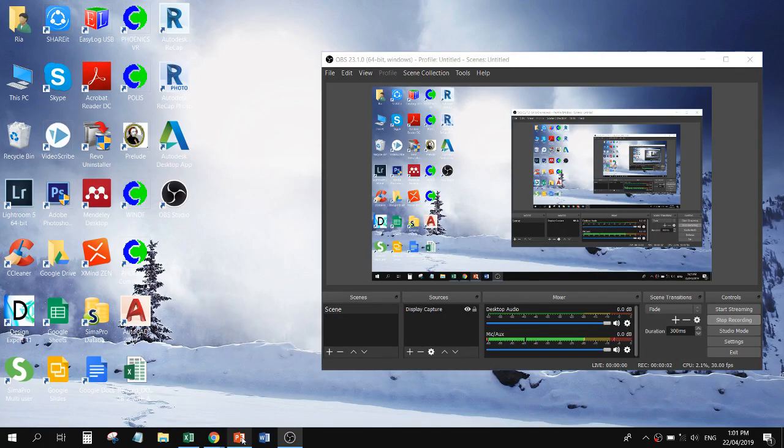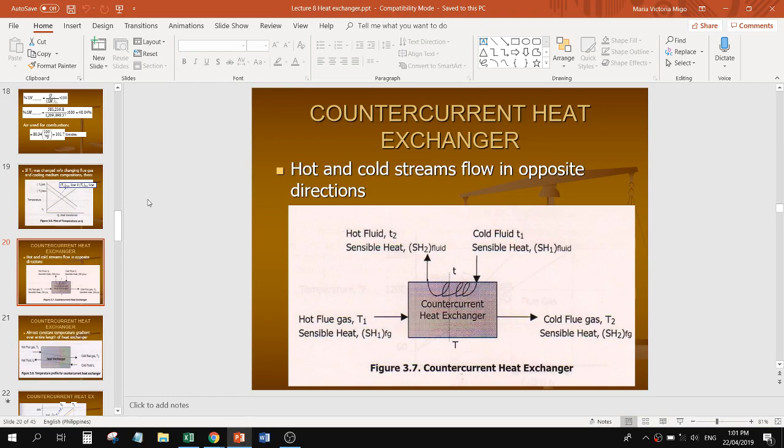Hey class, so this is our lecture regarding the countercurrent heat exchanger. We're still on the topic of heat exchangers. Last week we finished the discussion on the parallel heat exchanger.